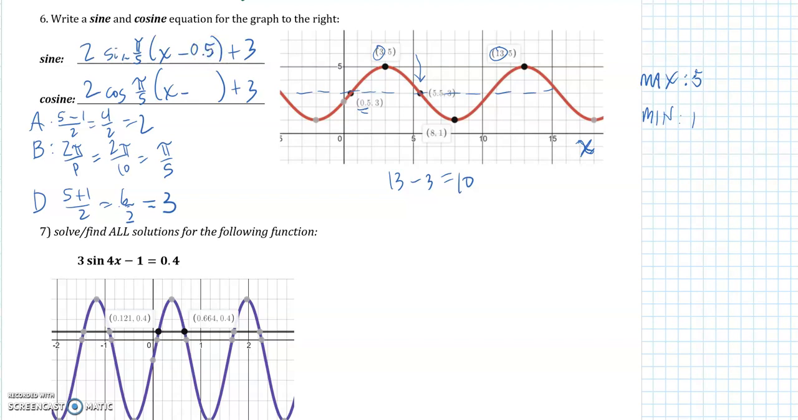Cosine, the maximum is my reference point. And so that first maximum is at x equals 3. That means it moved right 3.